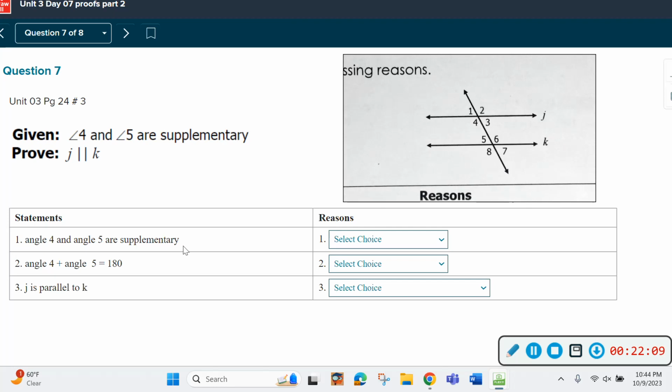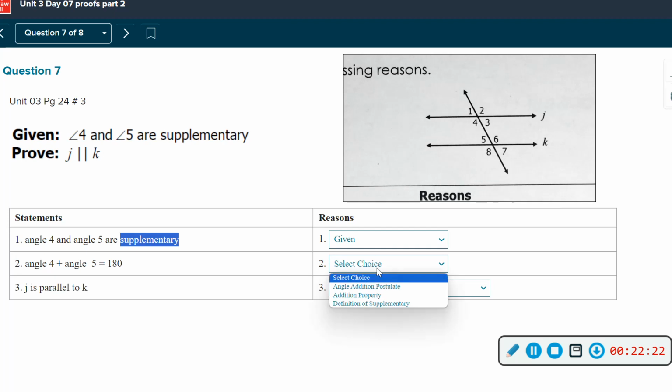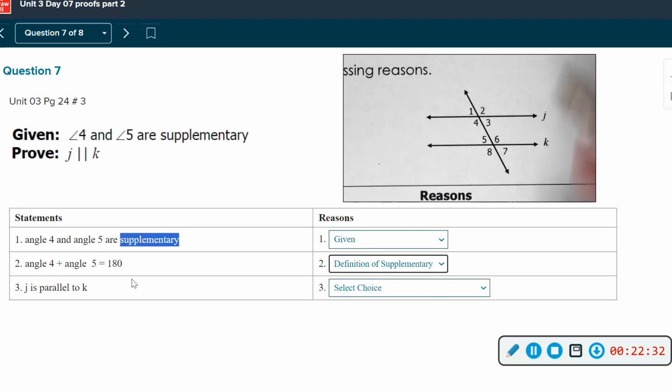So 4 and 5 are supplementary. That was given to us. 4 and 5 are 180. Now, what happened just a second ago for that to happen? What magical word was said? That was supplementary. Oh, look at that. Definition of supplementary. And then finally, J and K are parallel. How did we know that? Well, we were just talking about 4 and 5. So let's look at our picture. Here's 4, here's 5.